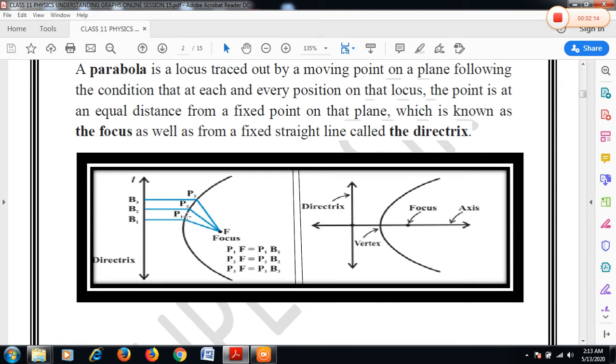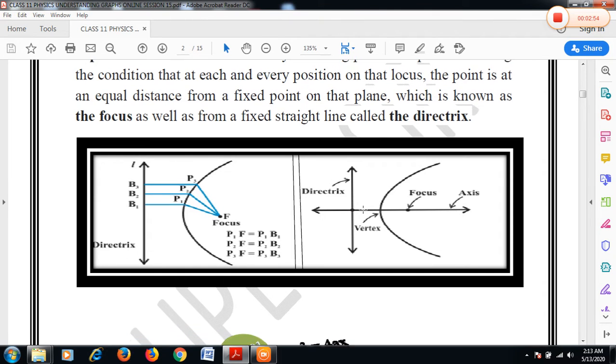Here at each and every position like P1, P2, P3, we have the distance P1B1, that is the distance from the directrix, and another point on the plane, that is the focus, and the distance from that focus, P1F. We have P1F equals P1B1, P2F equals P2B2, P3F equals P3B3, and likewise. Here we are seeing different aspects of parabola: this is the focus, this is known as the axis, and the point at which the parabola cuts the axis is known as the vertex, and this is the directrix. Okay, students, let us move forward.